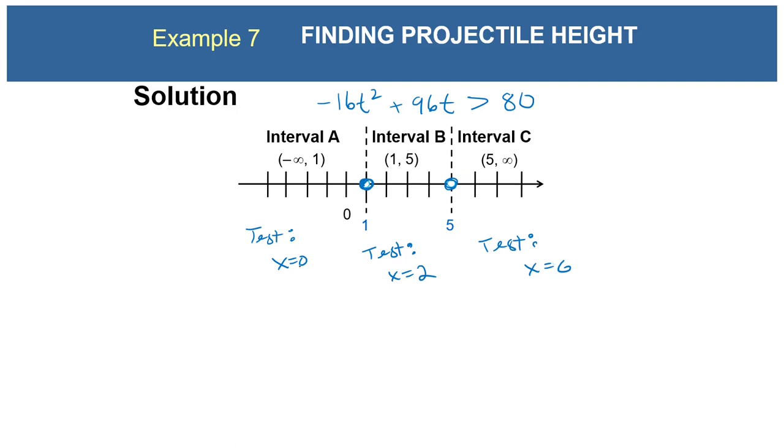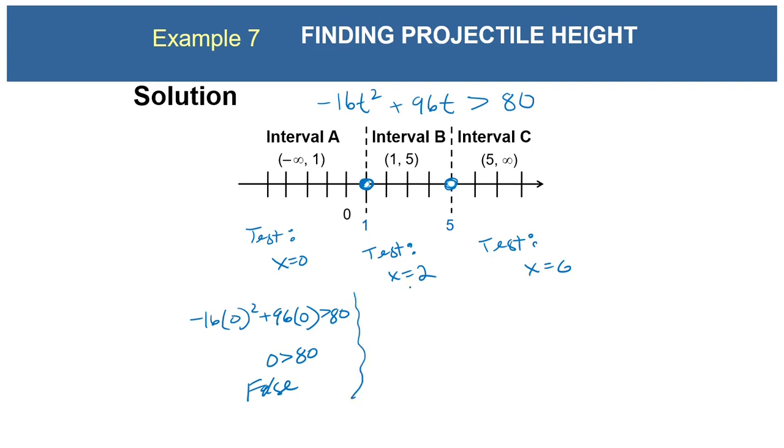So let's test x equals 0. I have negative 16 times 0 squared plus 96 times 0. Is that greater than 80? Well, 0 is not greater than 80. This is false. So I don't need to shade to the left of 1.